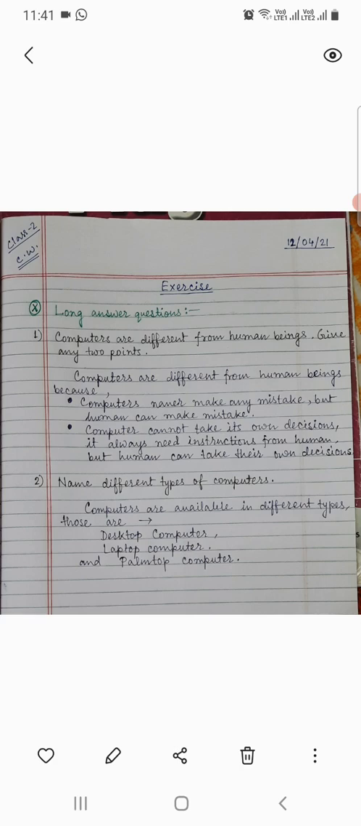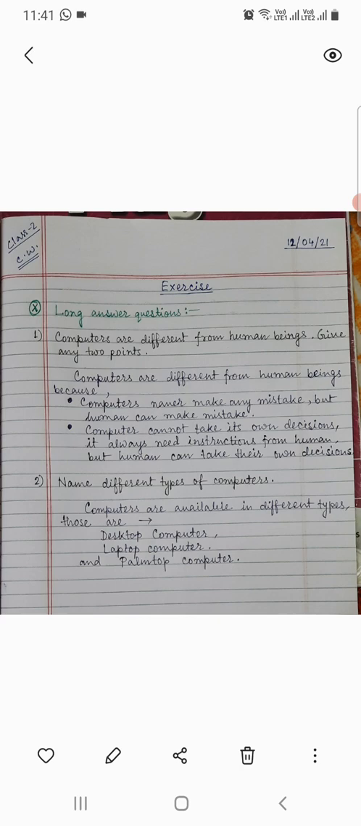So next question, what is that? Name different types of computers. In our book, we have only three types of computers. Computers are available in different types. Those are desktop computer, laptop computer, and palm top computer.